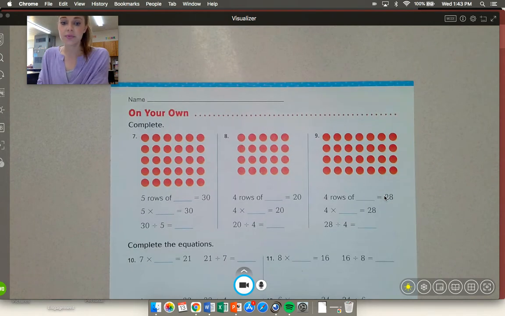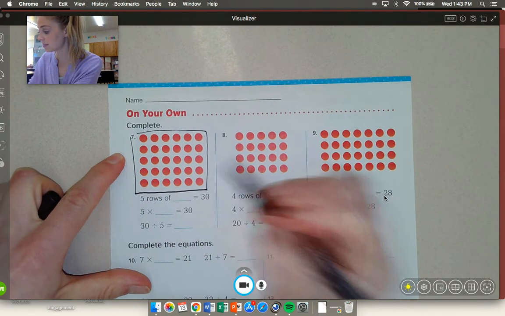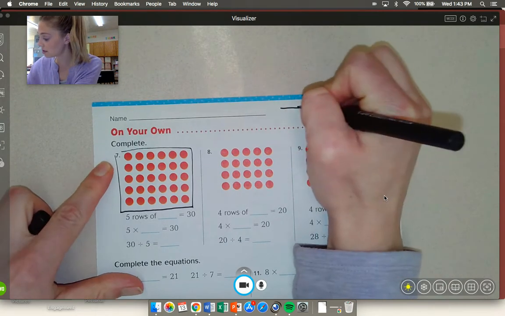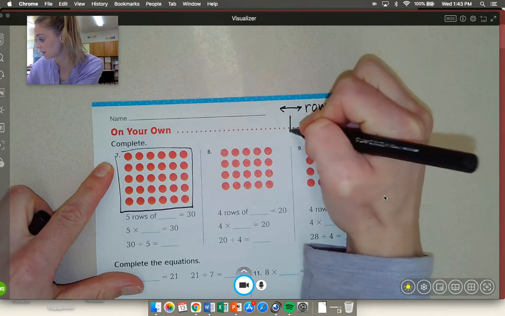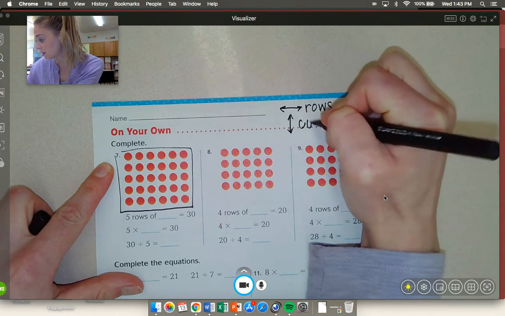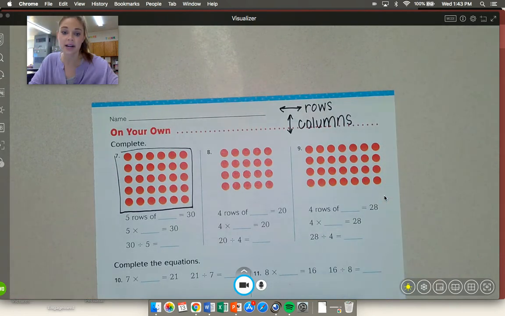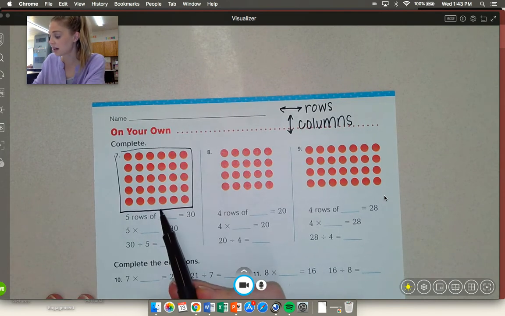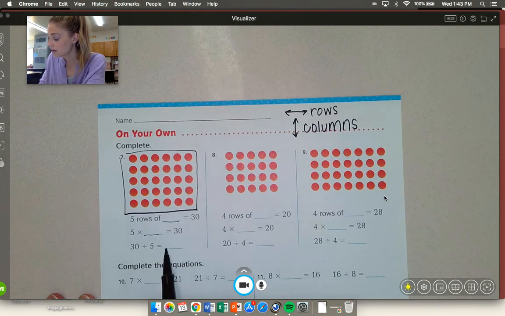In this lesson, we are looking at arrays. Remember, this is an array. It has rows and columns. Remember that rows go sideways and columns go up and down. An array has objects that are nicely organized in rows and columns. So this is an array that we're looking at for number 7. We have to fill in the blanks here. It says 5 rows of blank equals 30.